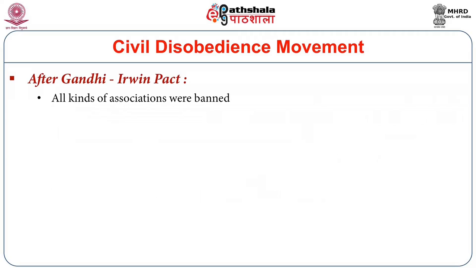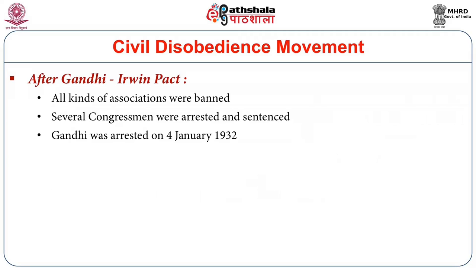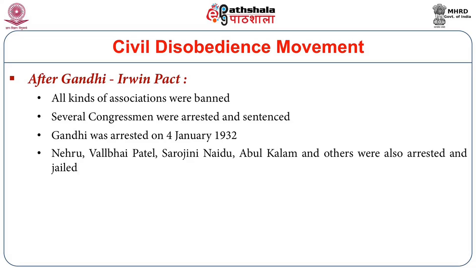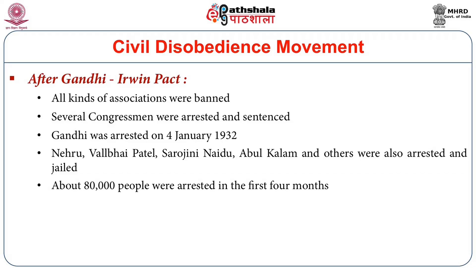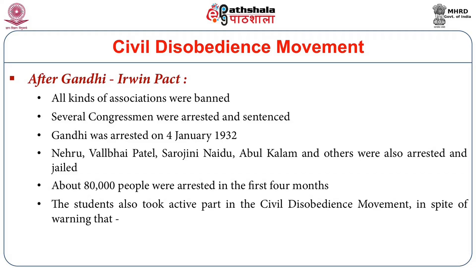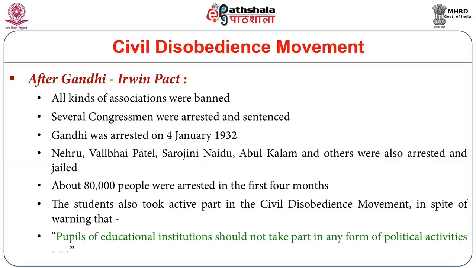All kinds of associations were also banned. Several congressmen were arrested and sentenced. Even Gandhi was arrested once again on 4th January 1932. Nehru, Vallabhbhai Patel, Sarojini Naidu, Abul Kalam and several others were arrested and sent to jail. About 80,000 people were arrested in the first four months. The important thing is that students also took an active part in the civil disobedience movement in spite of warnings that people of educational institutions should not take part in any form of political activities.